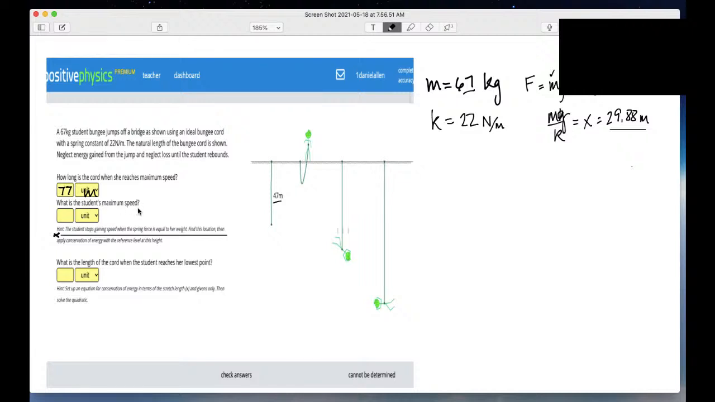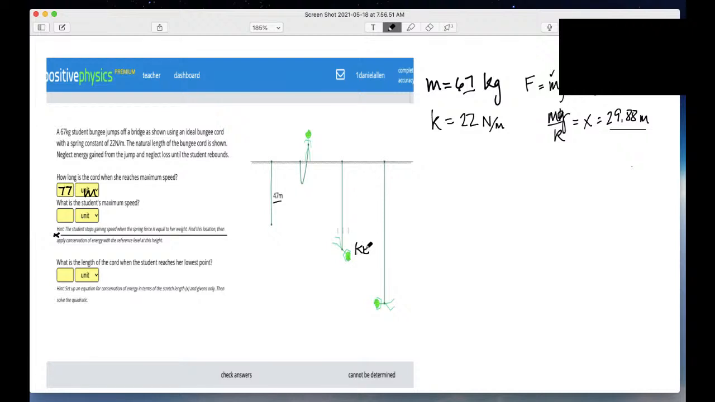Well, the hint for that is to say we can use the total distance, 47 plus the stretch, or 77 meters, as the height change from where they jump to where they end up right here at the point where they stop accelerating. So at this point, we can say the maximum speed can be derived from the kinetic energy at this point.